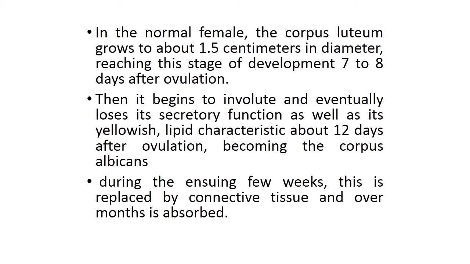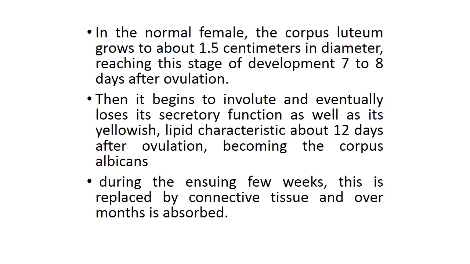In the normal female, the corpus luteum grows to about 1.5 centimeters in diameter, reaching this stage of development 7 to 8 days after ovulation. The first 14 days from FSH and LH secretion lead to ovulation on the 14th day, and 7 to 8 days after ovulation the corpus luteum has grown to 1.5 centimeters. Then it begins to involute. Atresia also occurs here, and eventually it loses its secretory function.